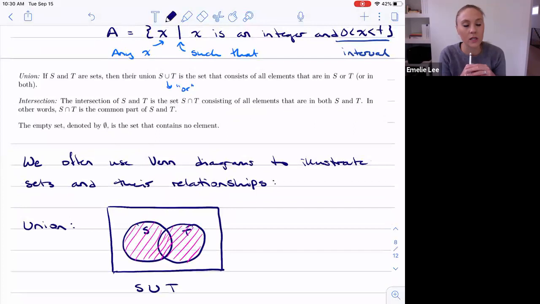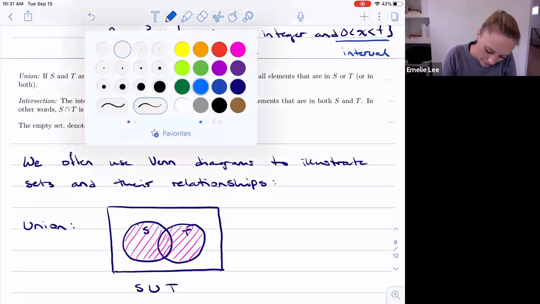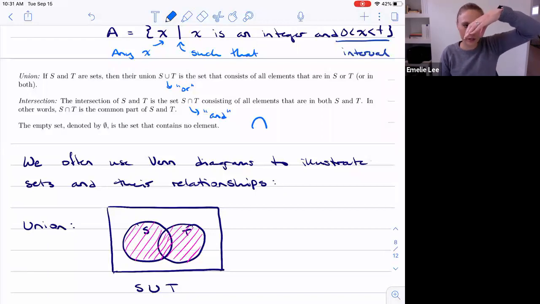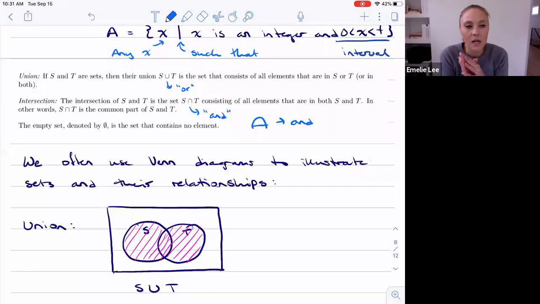If we talk about the intersection of two sets, it's exactly what it's called: only the overlap. The intersection of S and T uses a cap, so we've got a cup and a cap, and you can read this as "and." How I remember to keep them separate is, if you draw a little line across the cap, you've got an A, which takes me to "and." So S intersection T consists of all elements that are in both S and T.